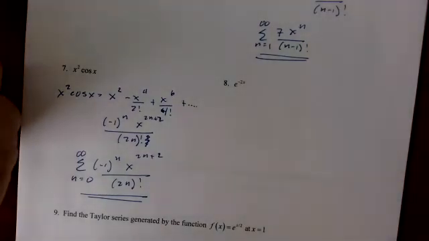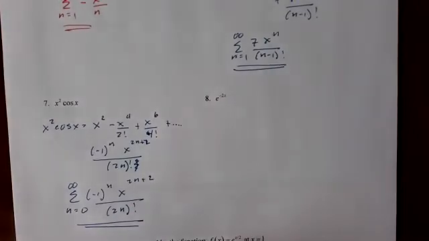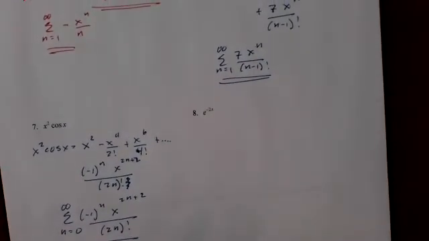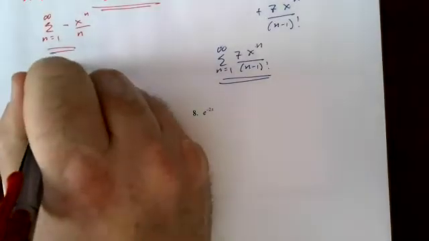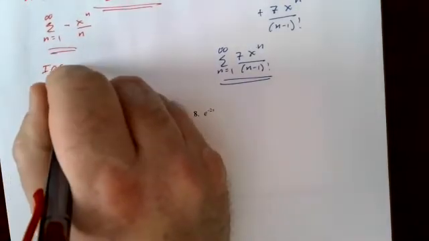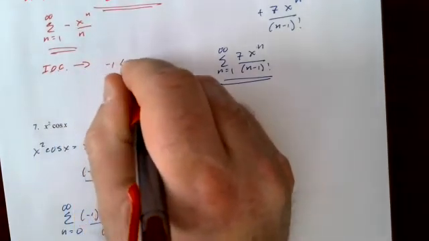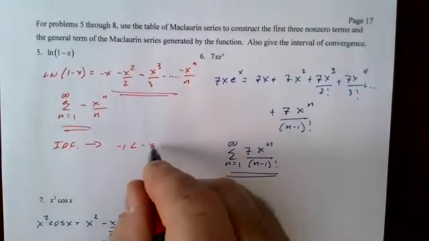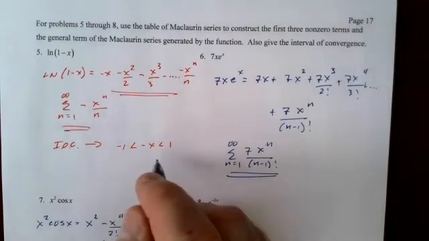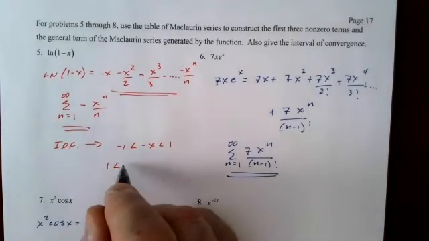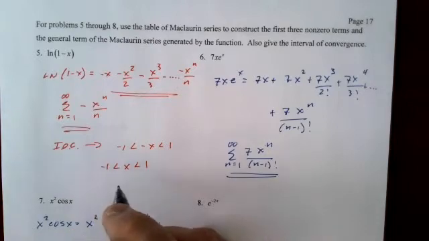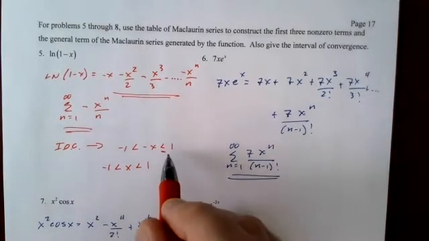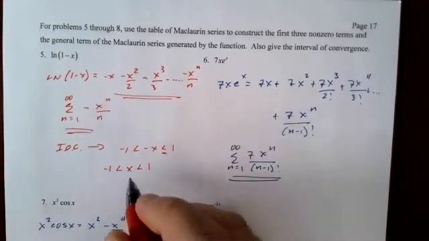Oh, I just realized I'm forgetting the interval of convergence. Negative 1 less than negative x less than 1. Divide everything by negative and then flip it around. You get negative 1 is less than x is less than 1. Oh, my bad. When you spin it around, it ends up on the other side.